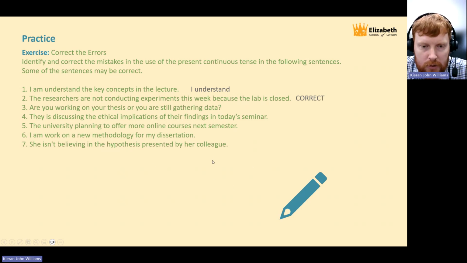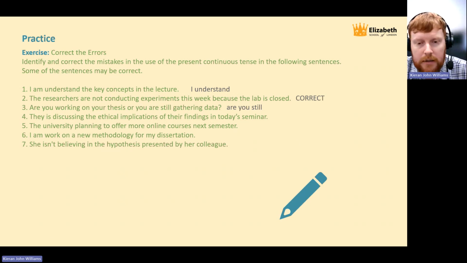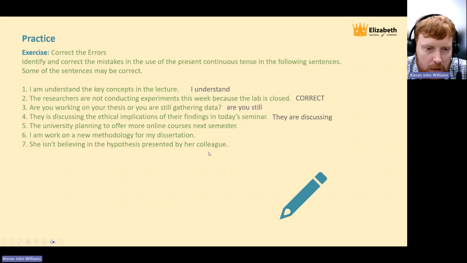Right, number 3, what do you think, everyone? "Are you working on your thesis or you are still gathering data?" A little bit of a hint there from me nearly telling you. Yeah, it should be "are you still gathering," not "you are still." Okay, number 4, "they is discussing." Does that feel correct? No, it doesn't. It should be "they are discussing."